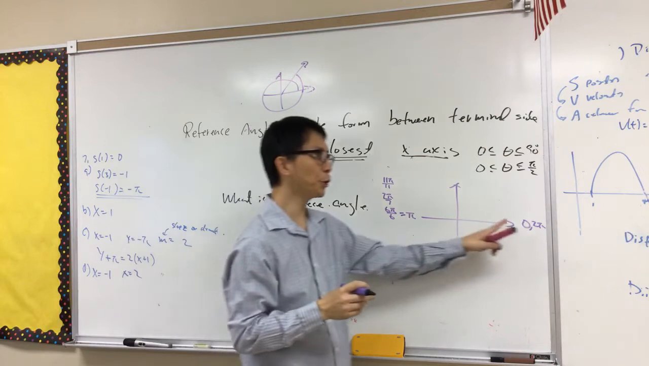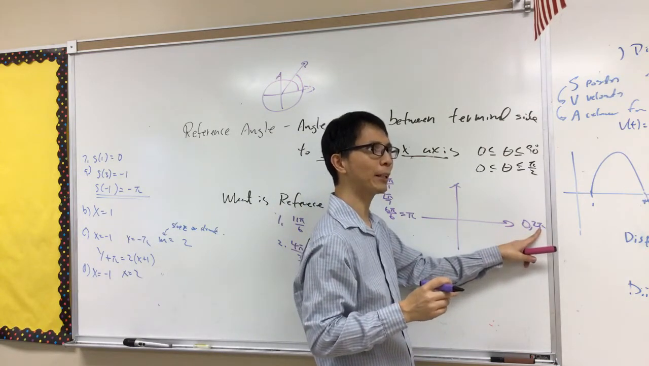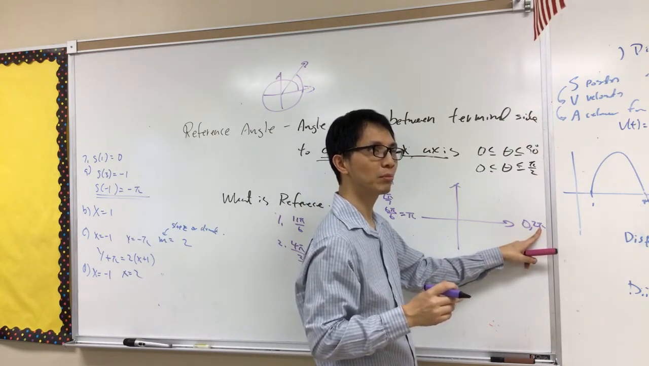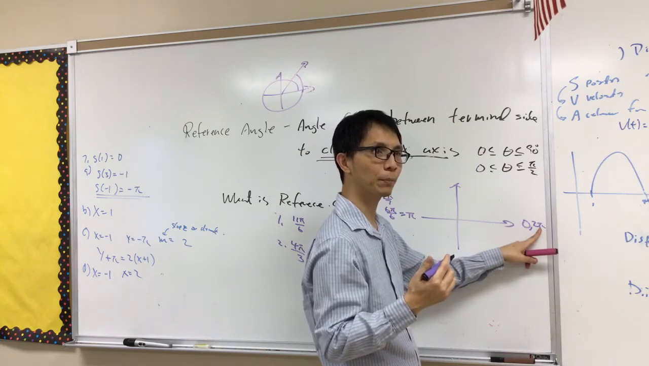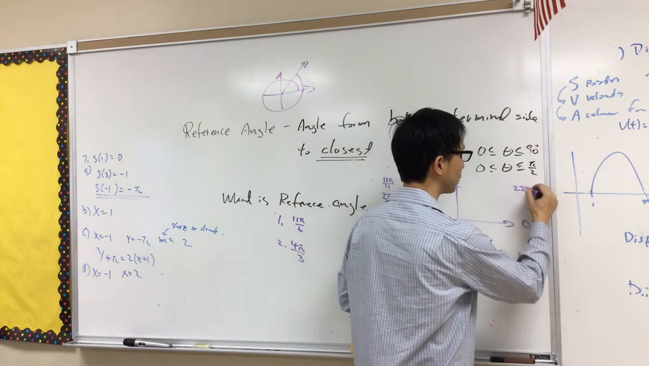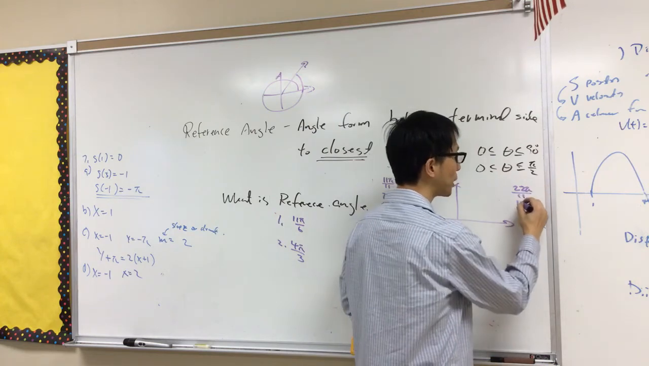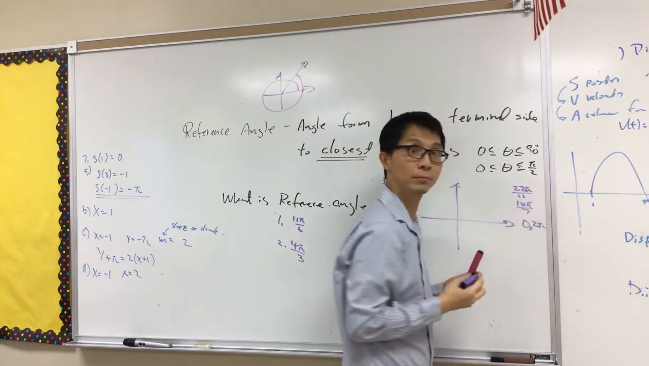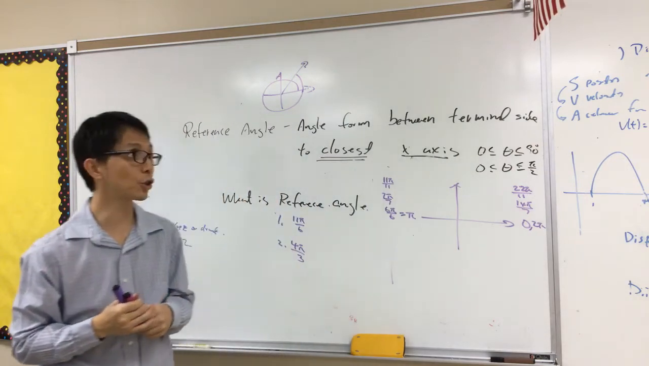Now 2 pi, in terms of 11, what do you think it should be? 22 pi over 11. Good. Or 14 pi over 7.